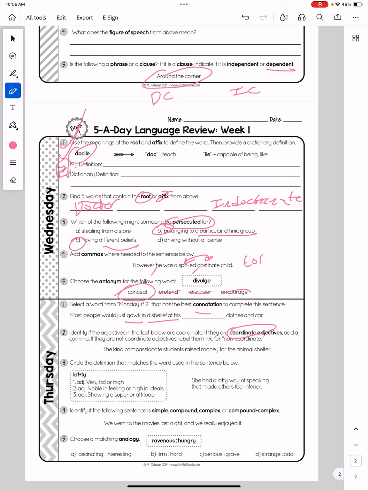Okay, now our question about coordinate adjectives. We'll have a lecture on this later. The kind, compassionate students raise money for the animal shelter. There's a comma there because they, just like this one here, are coordinate adjectives. You can say the kind and compassionate students. You can say the compassionate, kind students.